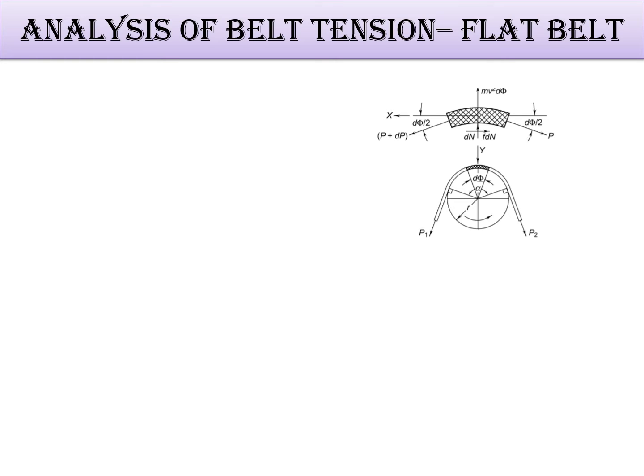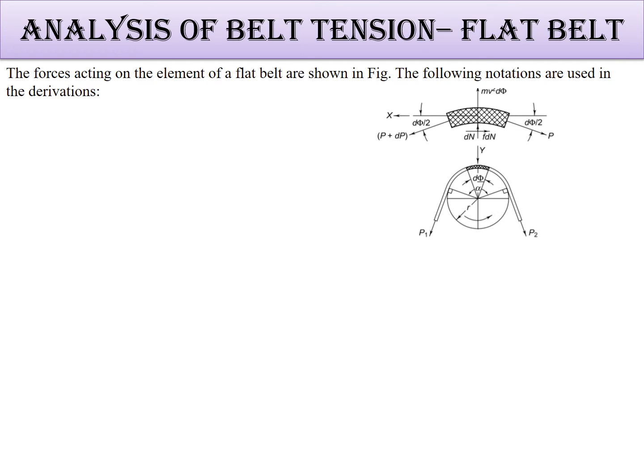This is the flat belt. This is tension 1, this is tension 2. This is the radius of the pulley. This is the angle of wrap, that is alpha, and this is the elemental ring and elemental part which we are considering for the derivation, that is d phi. We have taken this angle. This is the normal force, that is dn. So F into dn is there for the frictional force. And this is P plus dp for the left side tension, and this is P for the right side tension.